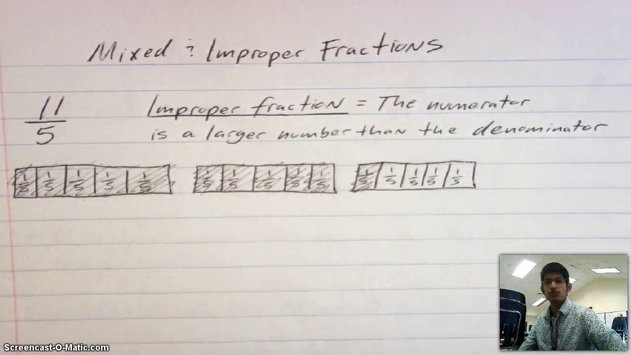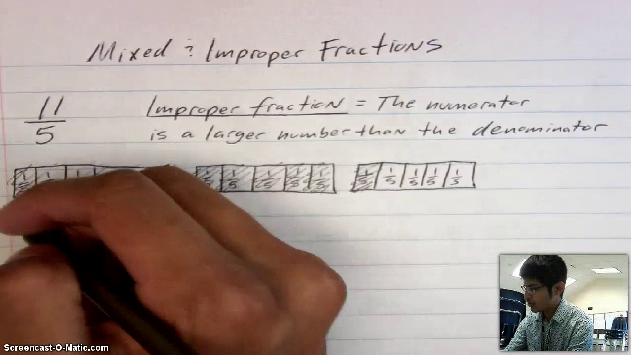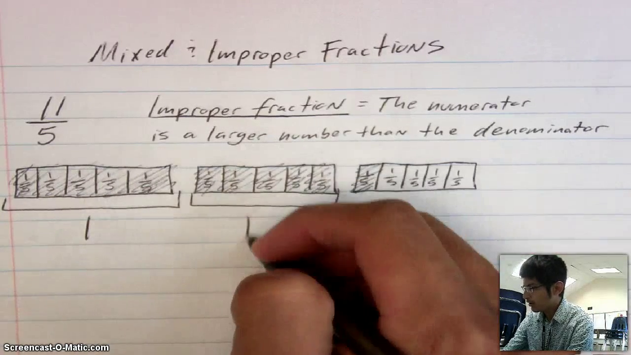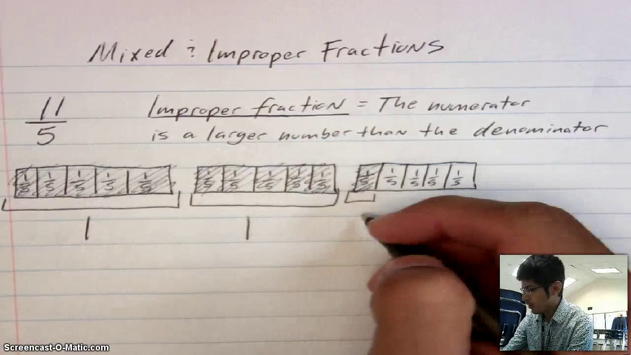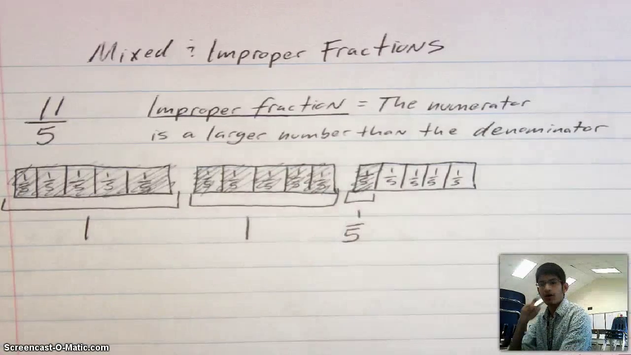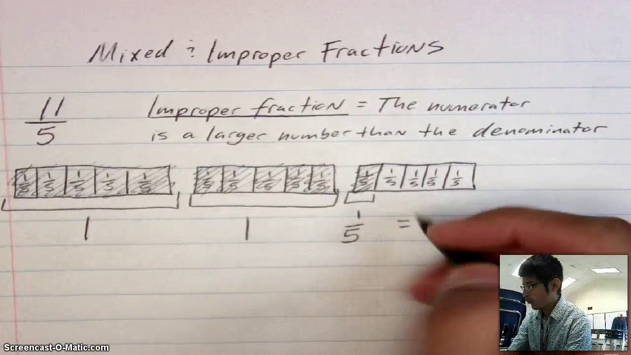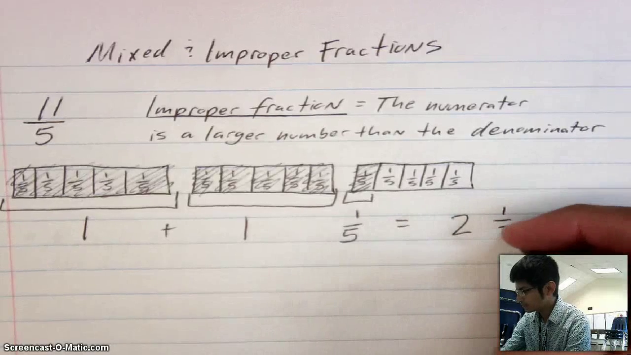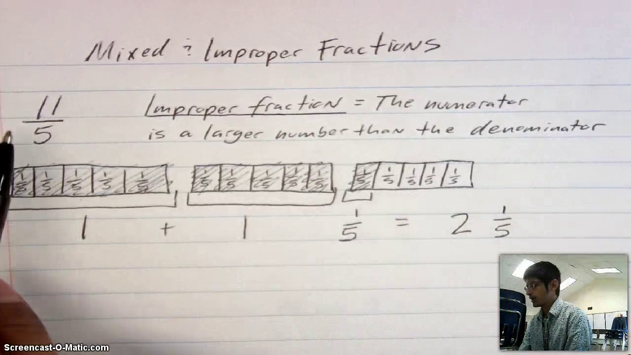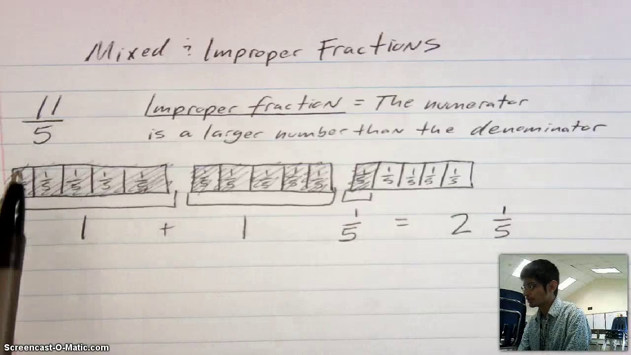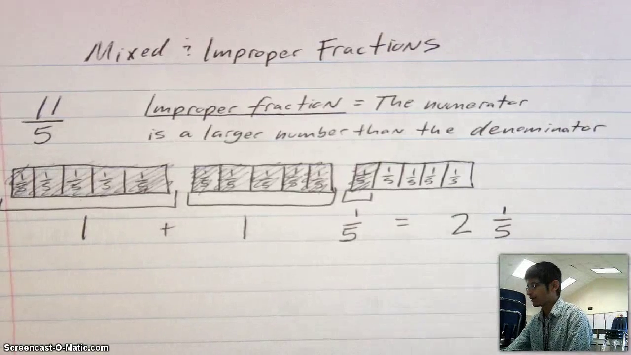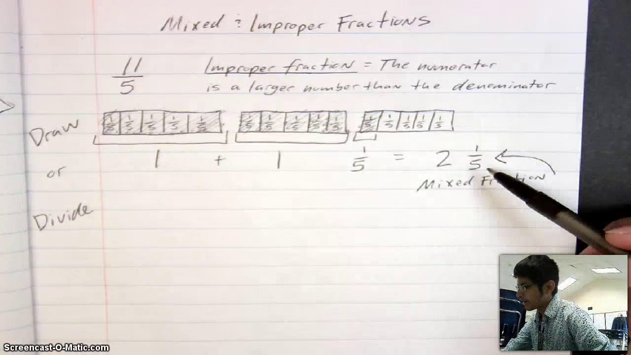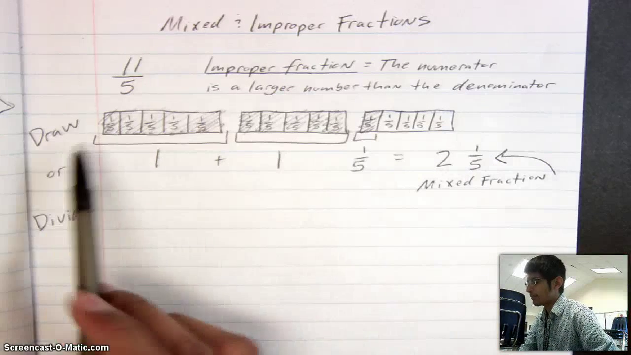And so when I look at this, what did I actually draw? This right here is 1 whole. This right here is 1 whole, and this right here is just 1/5. So if you put it all together, you have 1 plus 1, which is 2, and 1/5. So to turn this improper fraction into a mixed fraction, I write it like this: 2 and 1/5. Okay, so now I have my mixed fraction, 2 and 1/5. And I got that by drawing it.